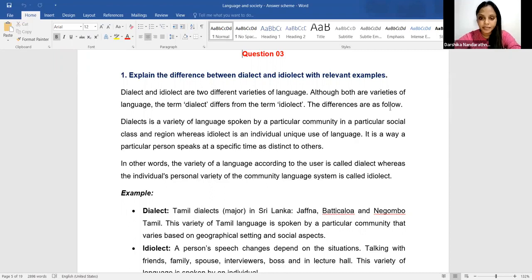So dialect එකක් මොකක්ද, idiolect එකක් මොකක්ද කියලා විස්තර කරද්දී ඒක ඇතුළෙම වෙනස ගැනත් කතා වෙනවා. Then a dialect is a variety of language spoken by a particular community in a particular social class and region, whereas idiolect is an individual unique use of language. Dialect එකක් කියන්නේ particular community එකක, එහෙම නැත්නම් particular social class එකක, එහෙම නැත්නම් particular region එකක පාවිච්චි වෙන language variety එකකට අපි dialect එකක් කියලා කියනවා. හැබැයි idiolect එකක් කියන්නේ මොකද්ද? It is an individual unique use of language. community කතන්දරයක් මෙතන නැහැ. මෙතන අපි කතා කරන්නේ one person ගැන. එක පුද්ගලයෙක්ගේ unique use of language. එයාට ආවේනික language use එකට අපි idiolect එකක් කියලා කියනවා. So you need to explain that.